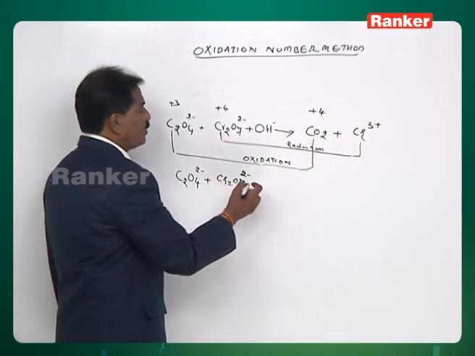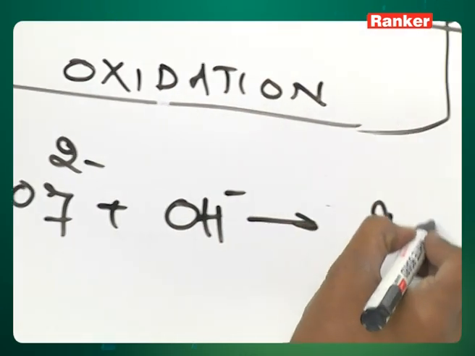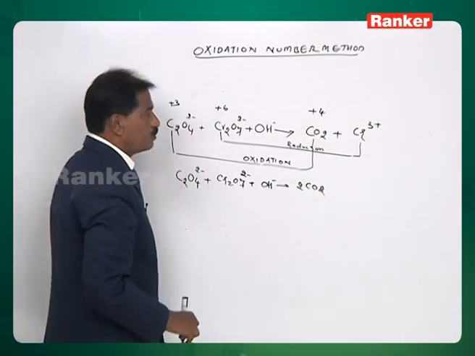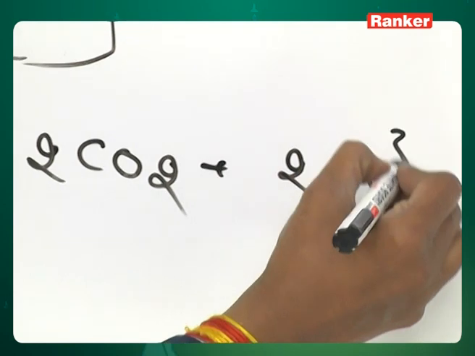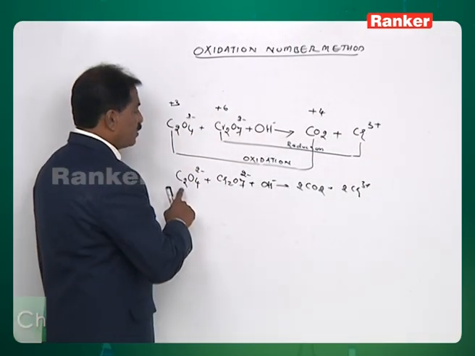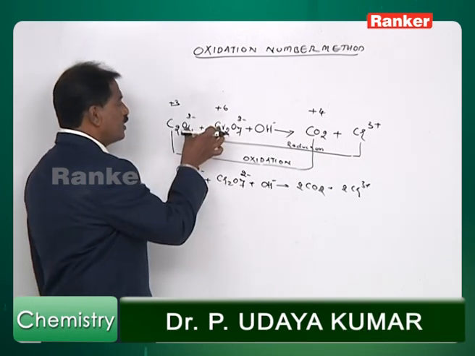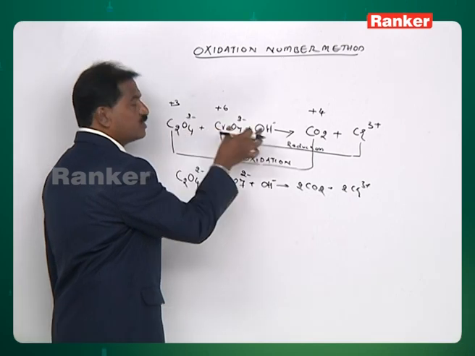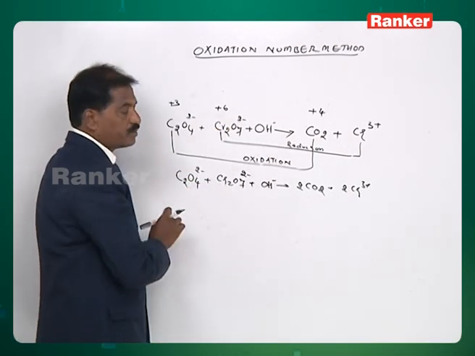Oxalate plus dichromate plus OH minus. Here put 2, it becomes 2CO2. Here Cr2O7, you put 2, it becomes 2Cr3+. So now the oxidation states of the carbon and chromium are changing, and their numbers are different from reactant side to product side. Therefore, first we have balanced the carbon and chromium atoms.